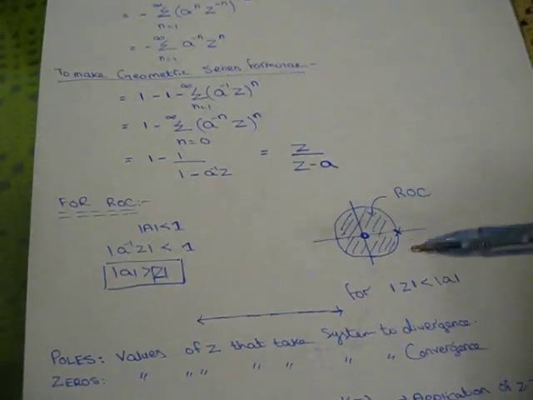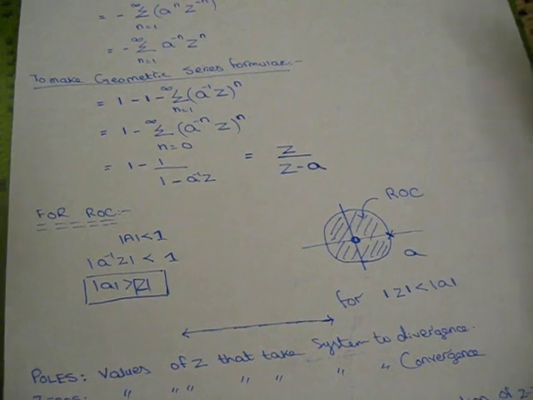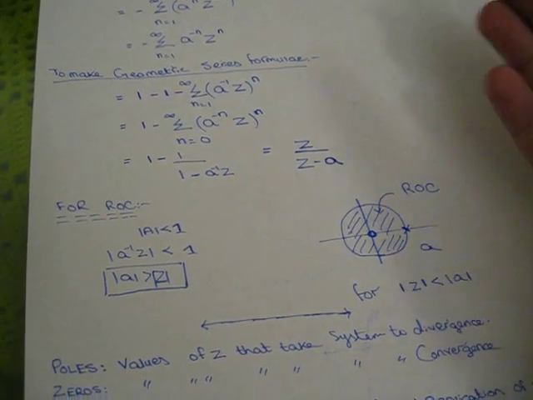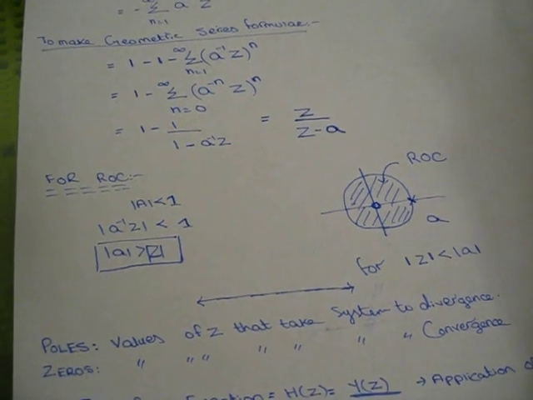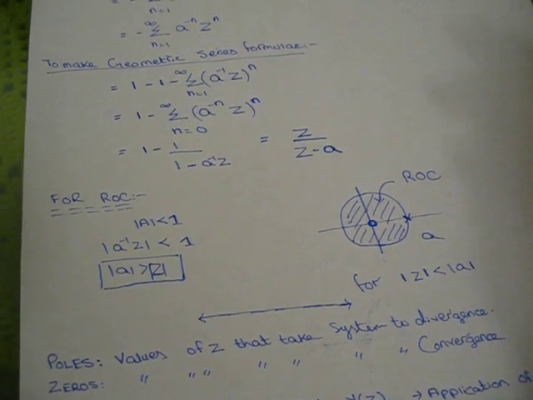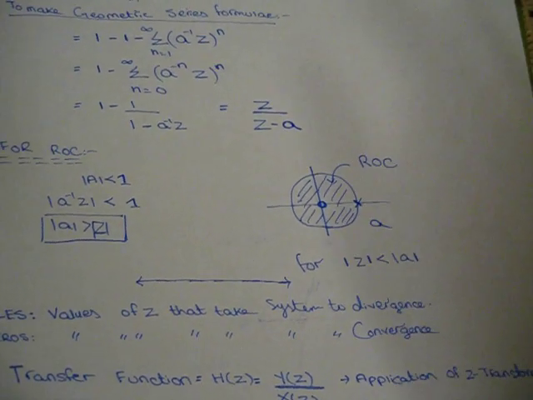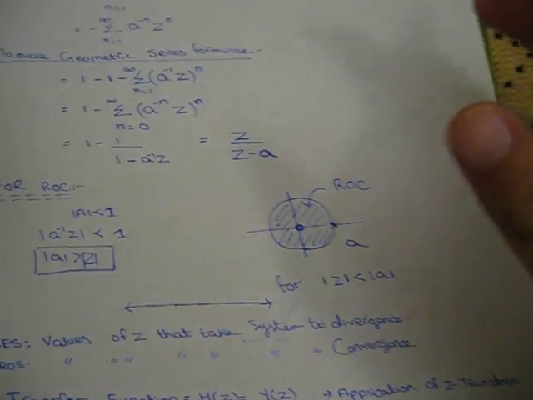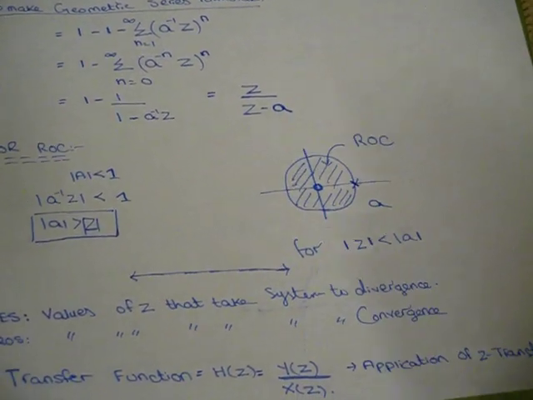Basically the main topic of focus was region of convergence. We got to know that if magnitude of Z is greater than A, the region of convergence will be outside the circle. If magnitude of Z is less than A, region of convergence will be inside the circle.